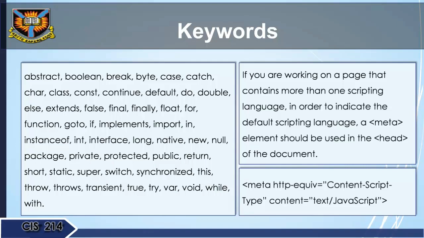If you are working on a page that contains more than one scripting language, in order to indicate the default scripting language, a meta element should be used in the head of the document. Meta http-equiv is equal to content-script-type, content is equal to text/javascript.